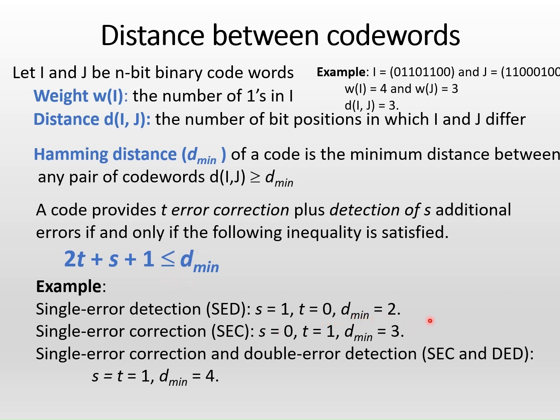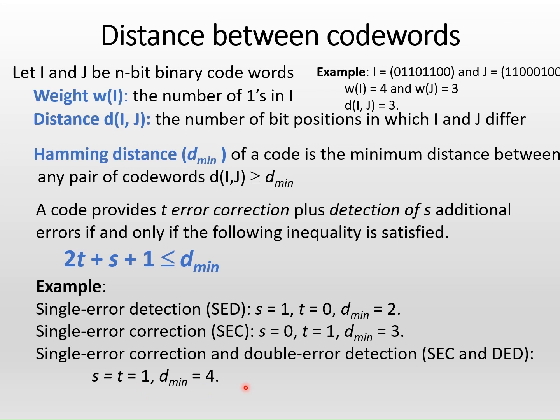So if D minimum is 2, then we can have only one error detection. Nothing more is possible. And if we are looking for single error correction, no extra detection, that means T equal to 1, S equal to 0. So D minimum between the pair of code words has to be 3. Similarly, single error correction and double error detection, that means S equal to 1, T equal to 1, T is 1 extra error detection, then D minimum has to be 4.